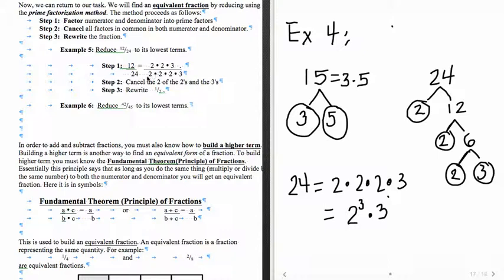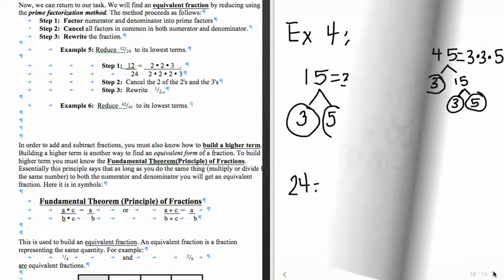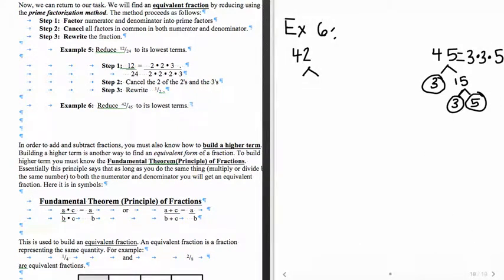So one of these goes with one of these. One of these goes with one of these. This 2 is going to get left over. And then that 3 and that 3 get canceled. So one of the things that we need to remember is that when we cancel, we're dividing. When we divide any number by itself, we do get 1. And so there's a 1 left up here, and a 1 left up here, and a 1 left up here. So it's 1 times 1 times 1, which gives you a 1 in the numerator, and then a 2 in the denominator. So now we're going to do an example here where we're going to reduce 42/45ths.